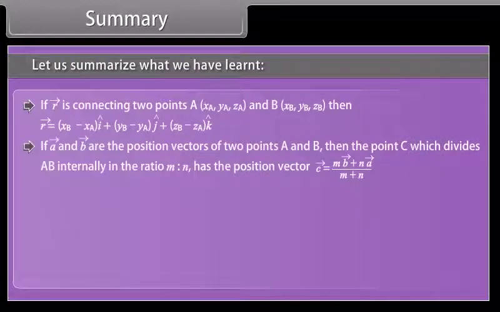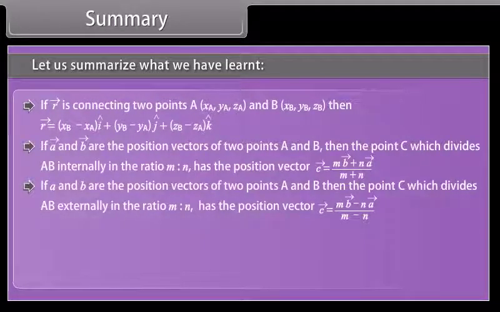If vector A and vector B are the position vectors of two points A and B, then the point C, which divides AB internally in the ratio m is to n, has the position vector: vector C equals (m into vector B plus n into vector A) by (m plus n). If A and B are the position vectors of two points A and B, then the point C, which divides AB externally in the ratio m is to n, has the position vector: vector C equals (m into vector B minus n into vector A) by (m minus n).